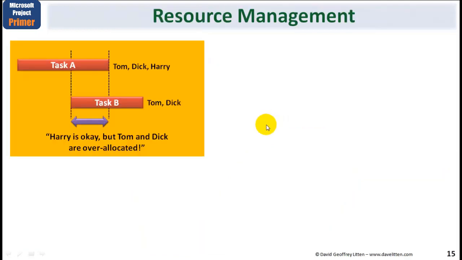Let's now just touch on resource management. I've taken a very simple example here of two tasks, task A and task B. And let's imagine that part of them share the same time frame. On this one we've got Tom, Dick and Harry, and on this one Tom and Dick. Well, Harry's okay, because he can work full time on this, but Tom and Dick at this period of time are being asked to do two tasks full time. Therefore, Harry's okay, but Tom and Dick are over allocated.